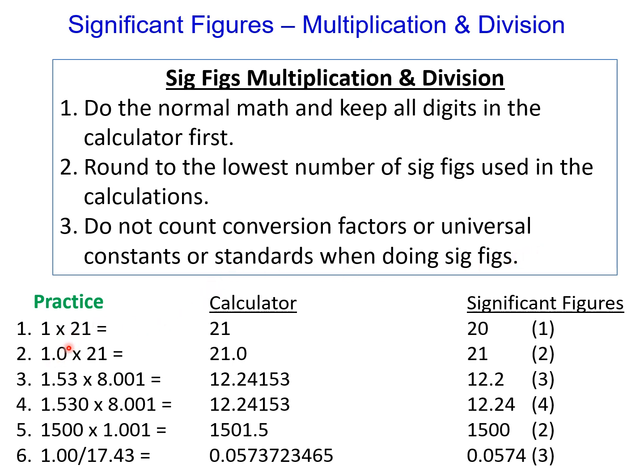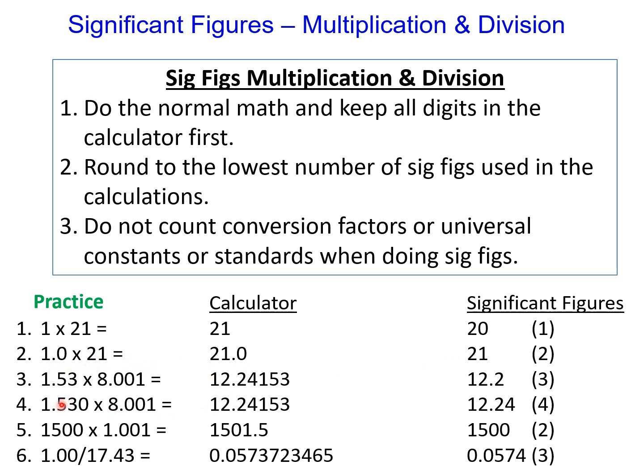Example shown here, we have 1 times 21. The calculator would show 21. If 1 is not a counting number, and this should be rounded to 1 sig fig, then that's what we would do. Because the 1 here is not a counting exact number, then we would round to 1 sig fig. However, if 1 is a counting number, this number would remain 21. In the next one, we have 1.0 times 21. We punch our calculator and we get 21.0. Should be 2 sig figs because both of these have 2 sig figs.